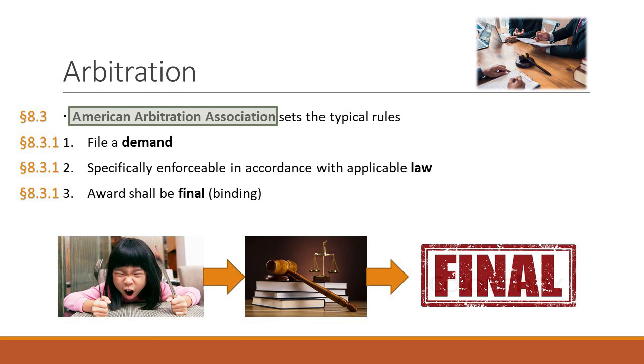You have to file a demand. It talks about when that is. A demand is kind of like a complaint where you lay out what all the problems are in the project and who is responsible for what. And it can't be later than the statute of limitations. So even though arbitration is not in the courts, what this provision 8.3.1.1 says is we still have to follow the rules of the courts with respect to timing of the lawsuit, statute of limitations.